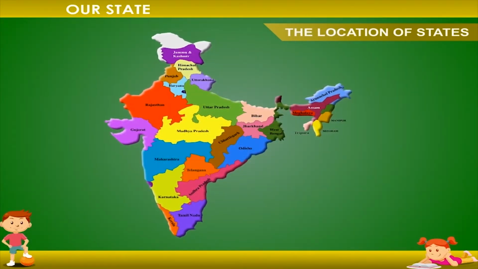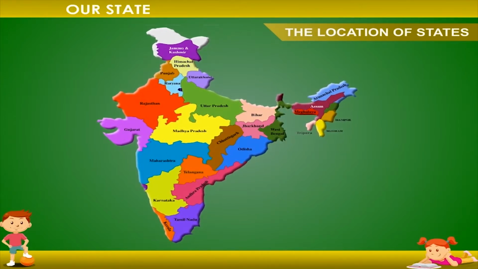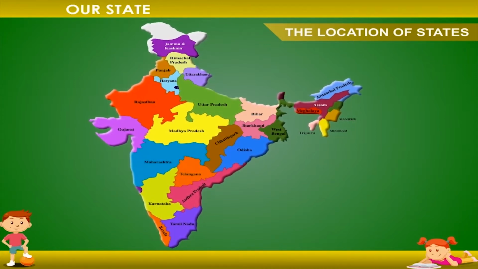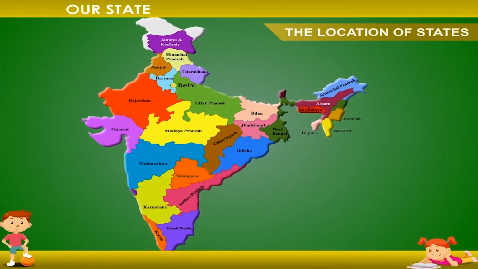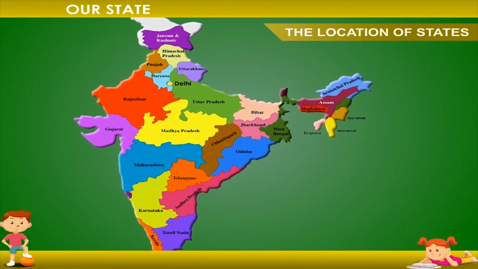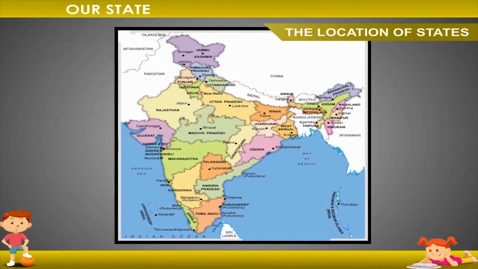The location of states. We can see all the 29 states and 7 union territories on the map of India. The capital cities are also marked on the map. This map is called the Political Map of India.